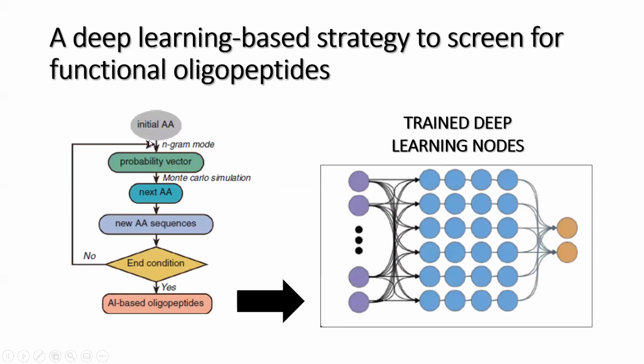So this is the process that it followed. The initial amino acid, the probability vector was considered and the next amino acid was added. And then this continued until the end condition was reached, which generated artificial intelligence oligopeptides. These would then pass through the deep learning modules to then give the outcome of the most probable osteogenic oligopeptides.